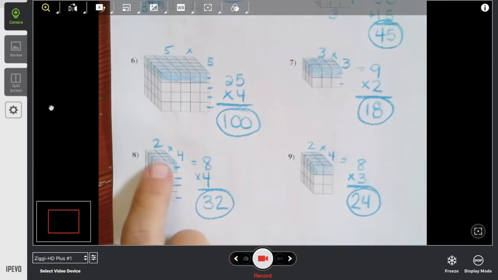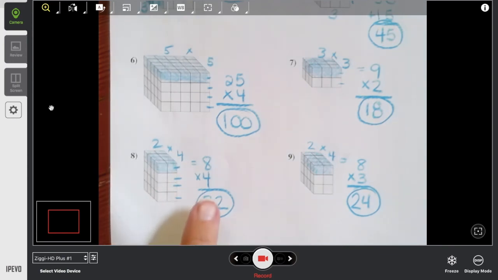Number 8, the top layer was a 4 by 2, so there were 8 cubic units for that top layer, and then there are 4 layers, so that makes 32 cubic units. And last but not least, the top layer was another 2 by 4, same as this one. The only difference was it was only 3 layers high. So instead of 32 for 8 times 4, this one was 8 times 3, which made 24 cubic units.